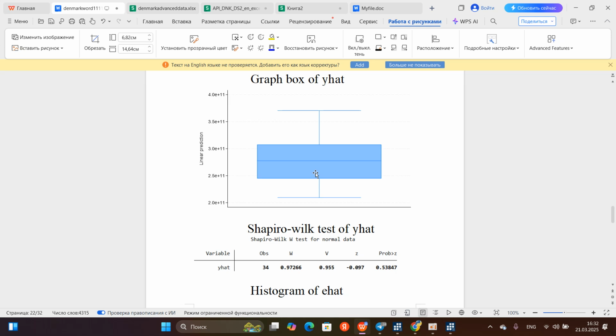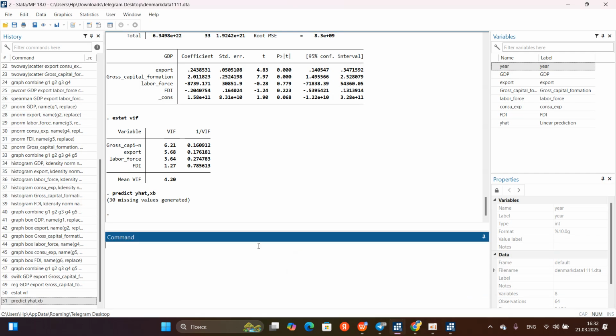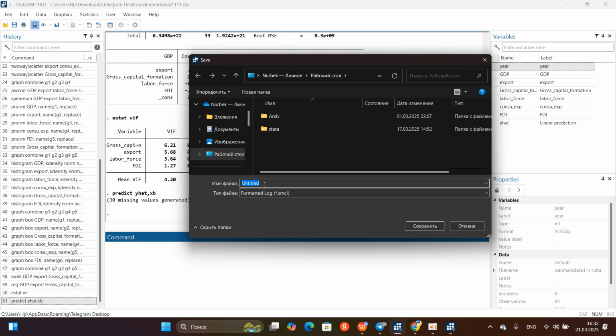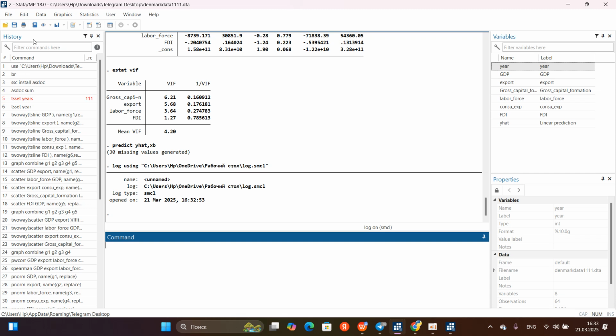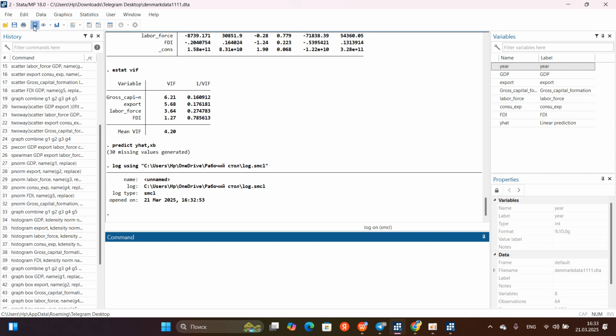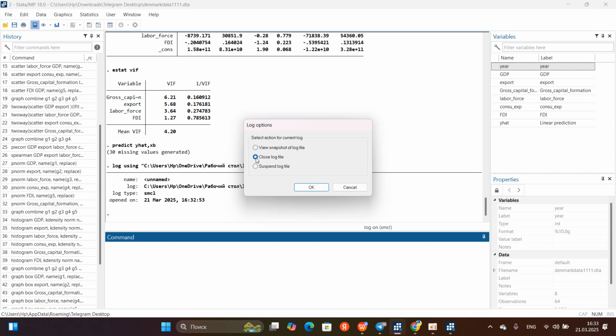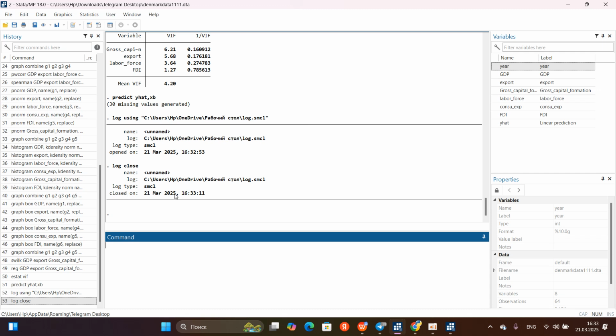Let me show the log file. Finally, you can create your log file to show all the actions you have done. First of all, we have to put this, and you have to save it as you want. You can see the log open time, and you can do all the actions from first to last, and finally if you want to close your log, close the log file, and it is closed on time.